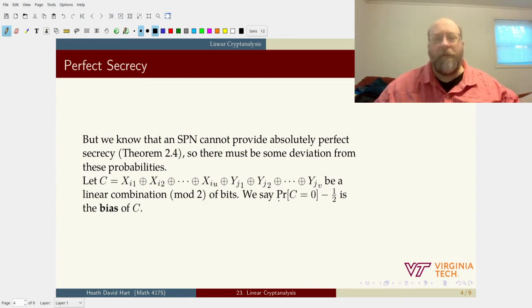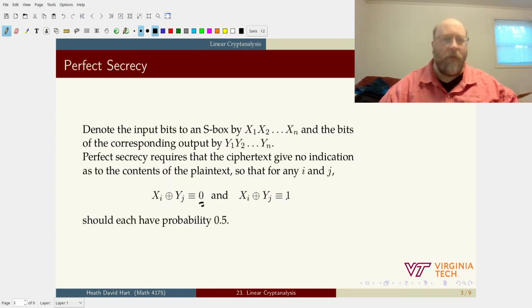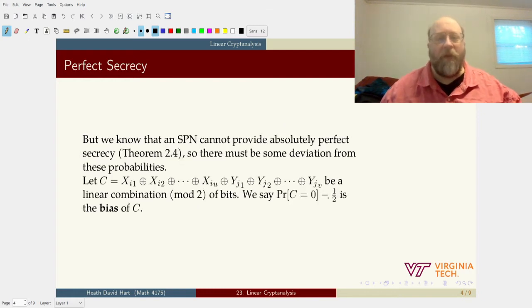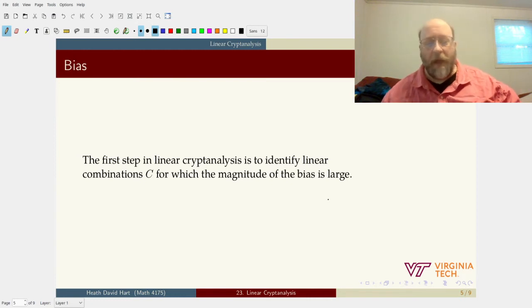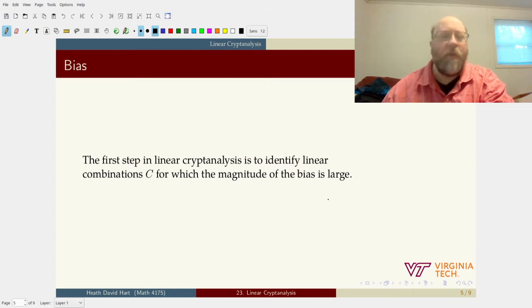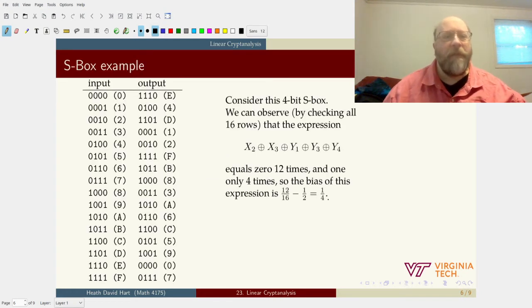This is a theorem that we looked at before, and so there has to be some deviation from these probabilities. What we're going to define is the amount of deviation: the probability that some combination of these bits has a value of 0, and again the only possibilities are 0 or 1, minus 1/2. We'll say that's the bias of this combination of bits. So if this combination had a probability of exactly 1/2, the bias would be 0, which is what we're approaching. But if it's not exactly 1/2, then we're going to see some bias. And what we're going to try to find are combinations for which the magnitude of the bias is large, so that the farther away from 1/2 the probability is, the more certain we can be of what these bits should be representing.